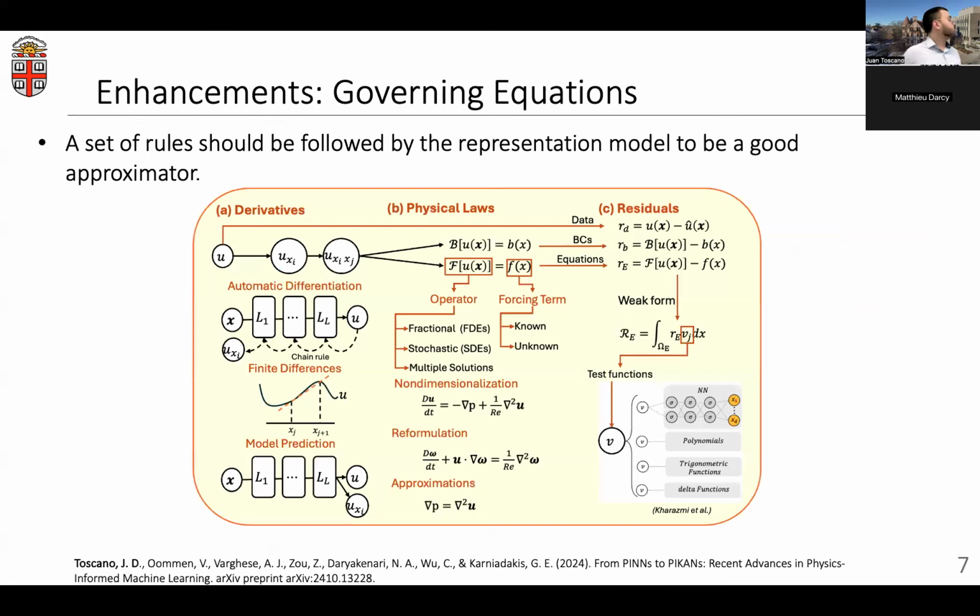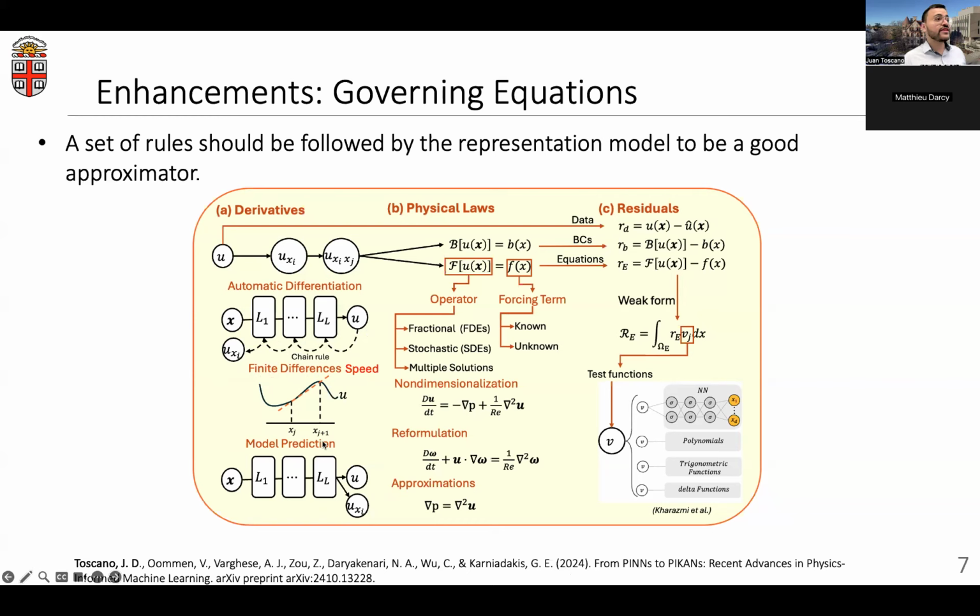Now, if we want to enhance how we go through the governing equations, there are 3 points that we may want to tackle. One would be the derivatives. To give an idea, the traditional way is to use automatic differentiation, where we obtain the derivative using the chain rule. But as I mentioned, one of the disadvantages is that if the network is too deep, if you have too many layers, you will have vanishing gradients.